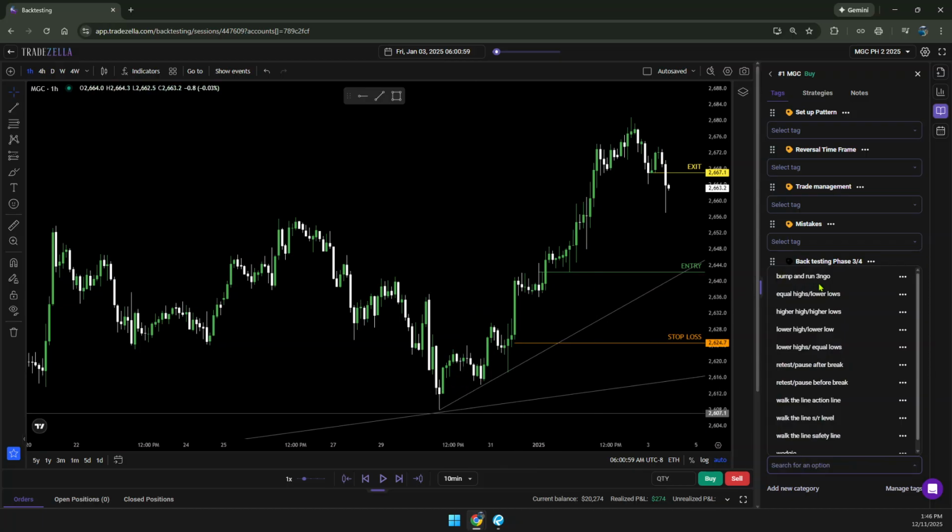I started noticing this bump and run, three and go. So I'd get a little move. It'd go 1, 2, 3, and then shoot, or 1, 2, 3, and then shoot. And so I started tracking that. Was I getting equal highs and lower lows, higher lows? All that really makes a difference. I still look at all that stuff when I'm getting into a trade.